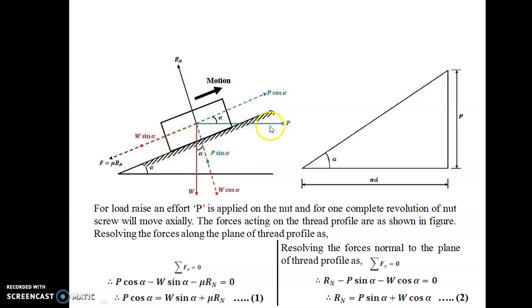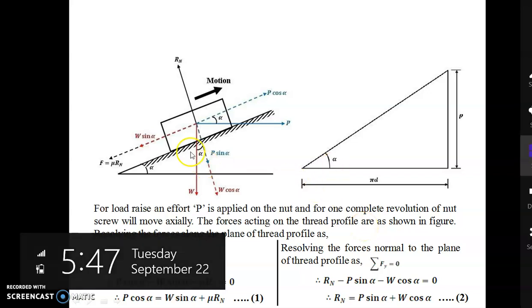Now, to raise the load, effort P is applied on the nut, and for one complete revolution of a nut, screw will move axially. If we want to resolve the forces, they are shown over here.